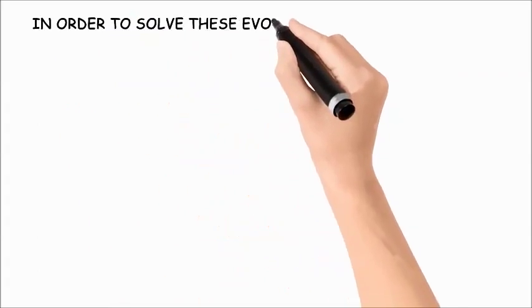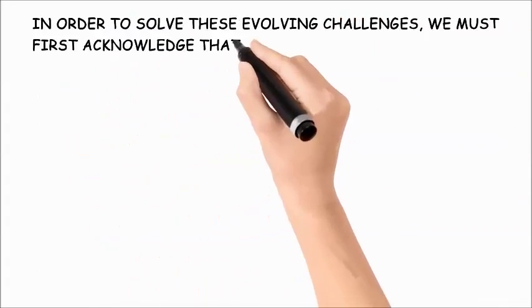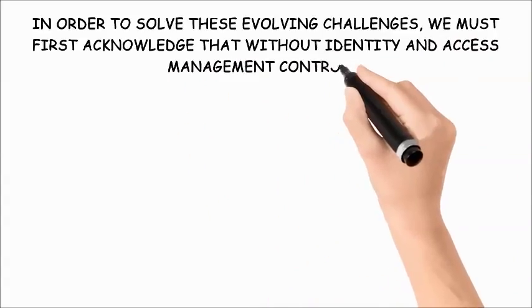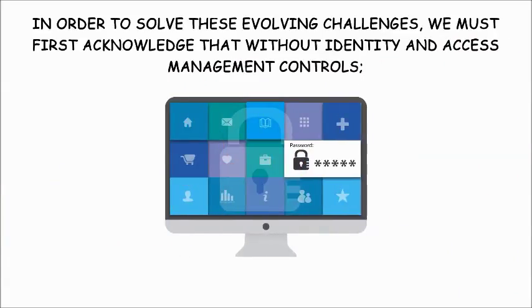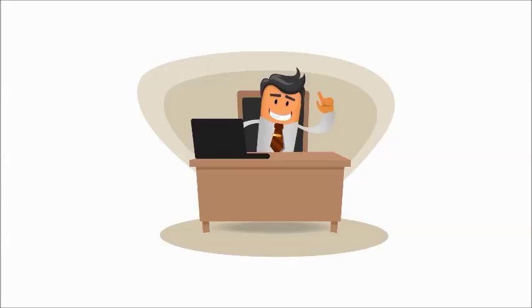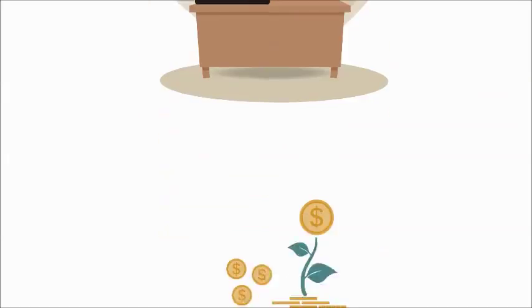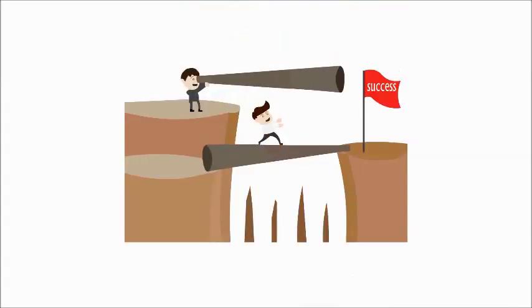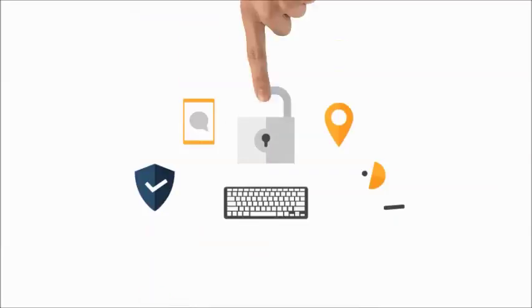In order to solve these evolving challenges, we must first acknowledge that without identity and access management controls, system and data security cannot be ensured. In fact, the security systems which are intended to protect enterprise networks and systems can be compromised and reconfigured to penetrate other systems. Then we have to engage specialized experts who can continually assess their organization's capabilities and opportunities in the identity and access management lifecycle to justify business investments, identify and remediate compliance or control gaps, propose process improvements, and help improve security.